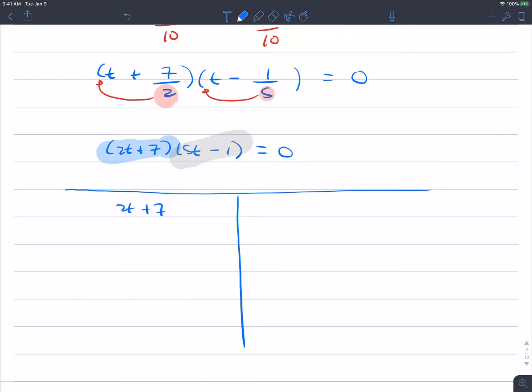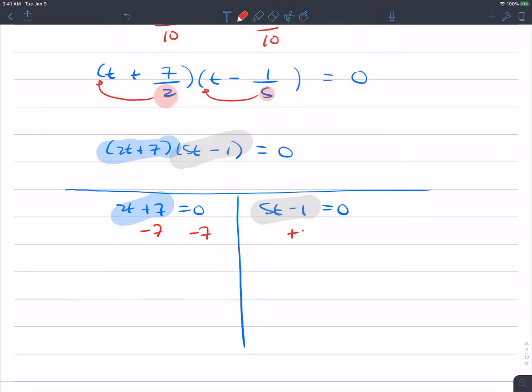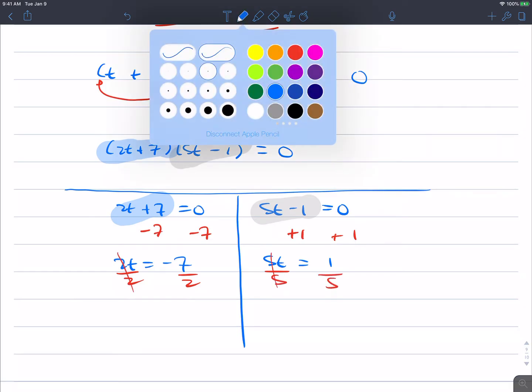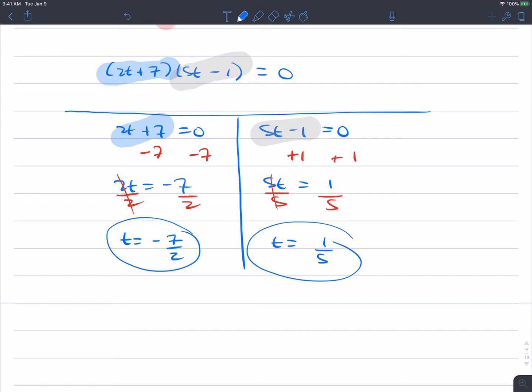So what that means is either 2t plus 7 is 0, or 5t minus 1 is 0, by the zero product rule. These are the terms here. This is 0, or the prior is 0. So by the zero product rule, we can actually solve these equations. They're nice and linear. We end up here with 2t is -7 and 5t is +1. So when I divide both sides by 2 and then 5 to get cancellation, we simply end up with t equal to -7/2 and t equal to +1/5. So this is what we get for t.